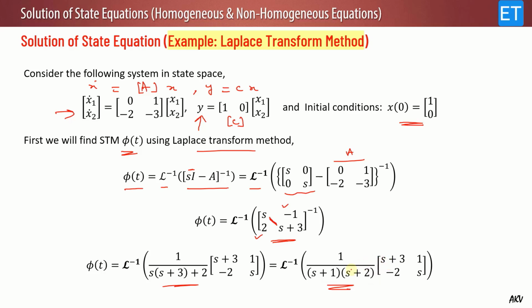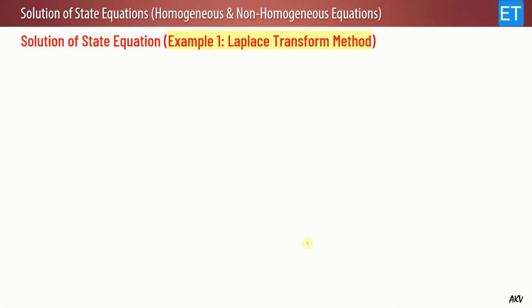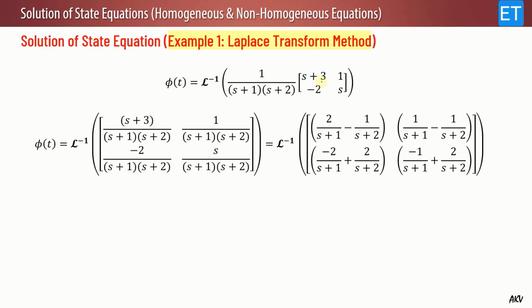So now you divide all the 4 elements by these two factors, s plus 1 and s plus 2, so that you will get like this. That is s plus 3 upon s plus 1, s plus 2; 1 upon s plus 1, s plus 2; minus 2 upon s plus 1, s plus 2; and s upon s plus 1, s plus 2.